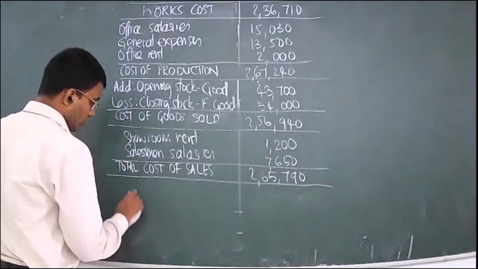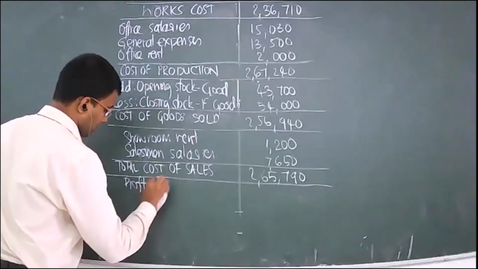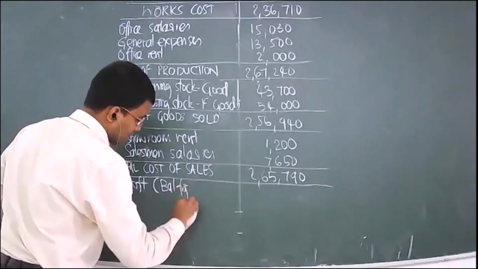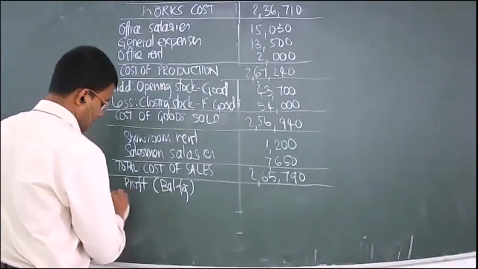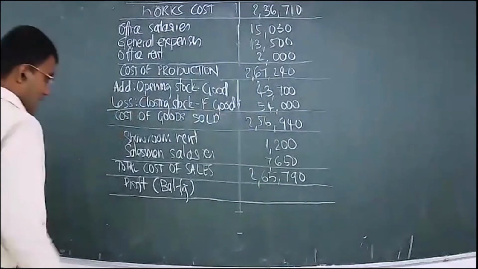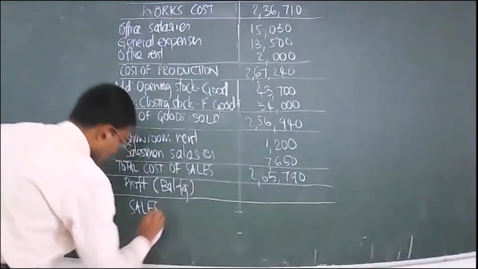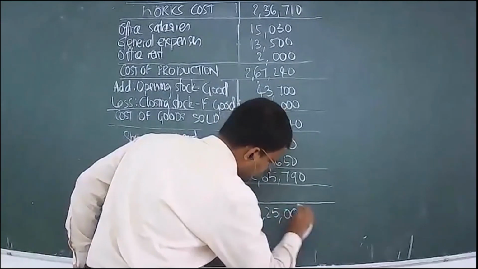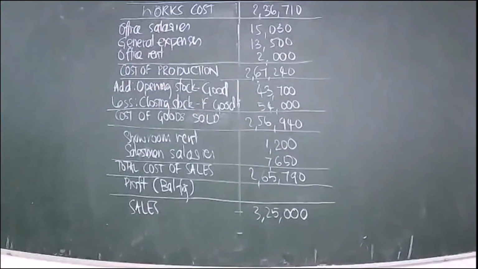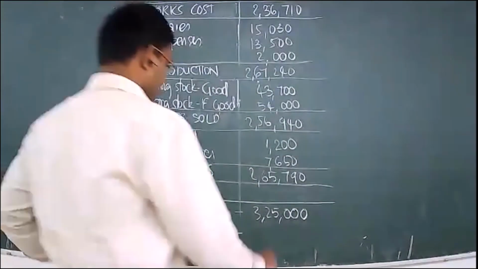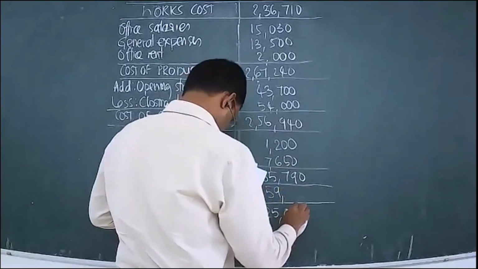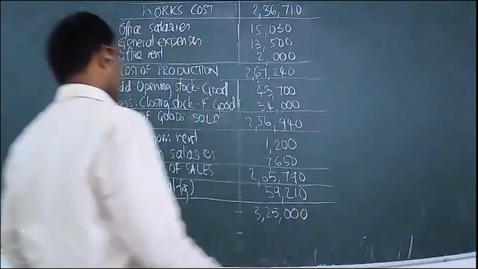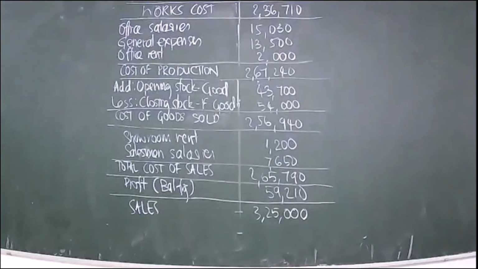Now, to the total cost of sales, you have to add your profit margin. In this case, since the total sales is given, my profit is going to be my balancing figure. I know my total sales works out to be 3,25,000. So the balancing figure is 59,210. That is the firm's profit.